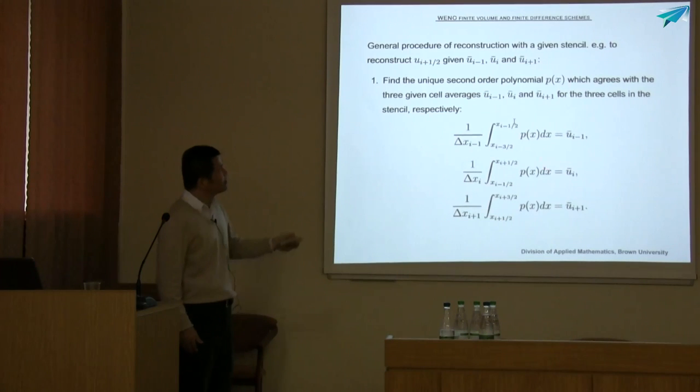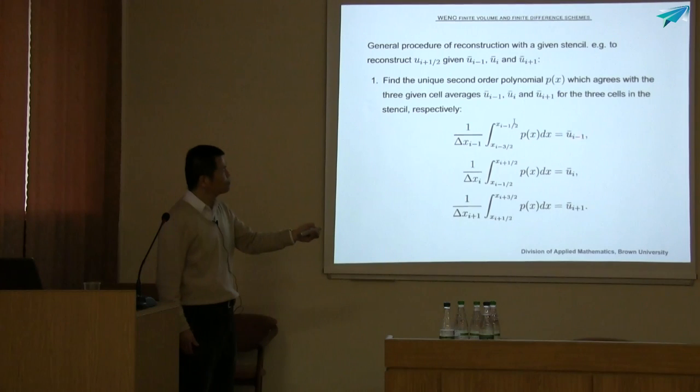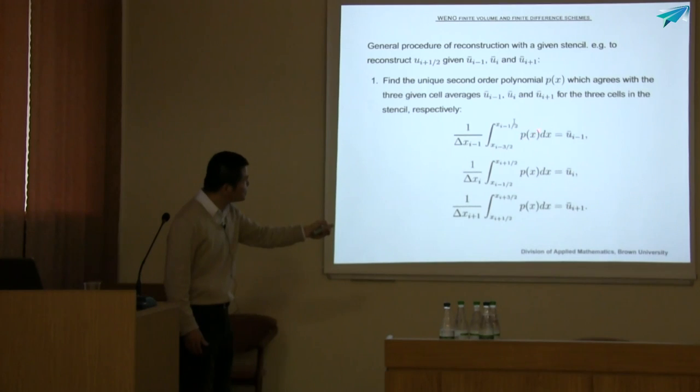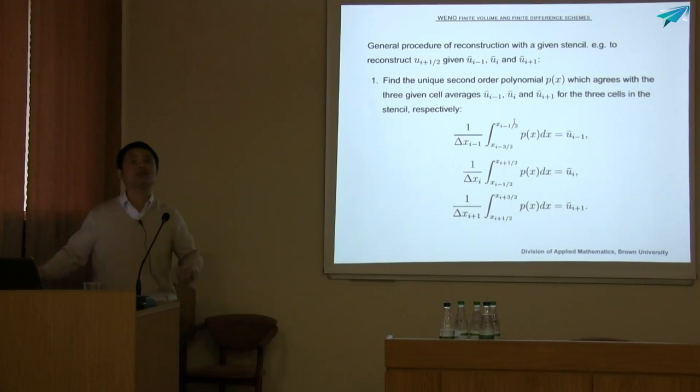You can see that this unknown function p(x), integrated in this cell, which is cell I minus 3 half to I minus half, divided by the cell length, should be equal to your given cell average. And same thing here for this cell, and same thing here for the third cell. So these are the three conditions that I put on determining p(x). Since p(x) is a second order polynomial, it has three unknowns, so I should have a unique p(x) which does the job.